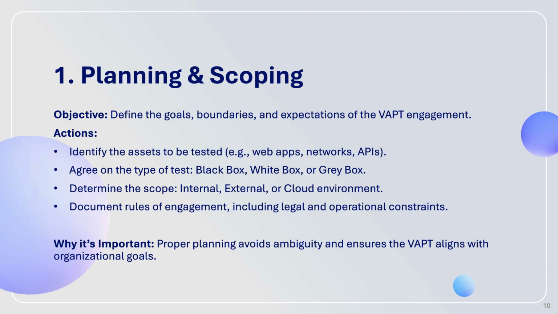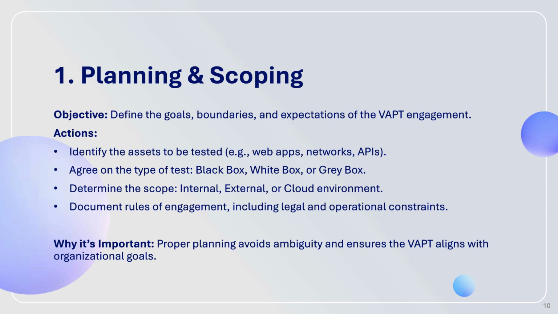Here, the action to take is to identify the assets to be tested. For example, will we be testing web applications, networks, or APIs, or something else? This step ensures we focus on the right targets. Then agree on the type of test. Decide whether it will be a black box test where no prior knowledge of the system is provided, a white box test where complete knowledge of the system is shared, or a gray box test where a mix of both is shared. Next one is to determine the scope.